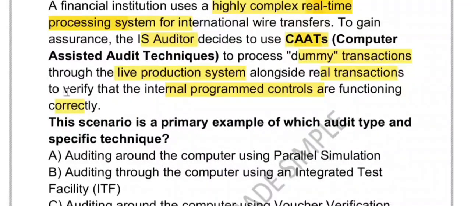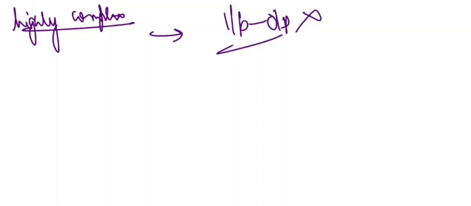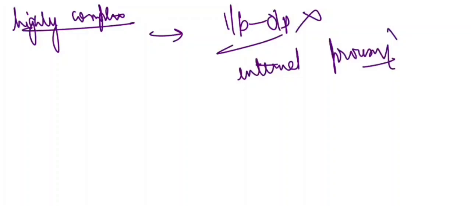This is a very good question. Let's decode the clues one by one. First of all, we have a highly complex system. Simple input output checking is not enough. The auditor must check the internal processing. In the previous case, what we observed was input output, but now they are checking the internal processing.